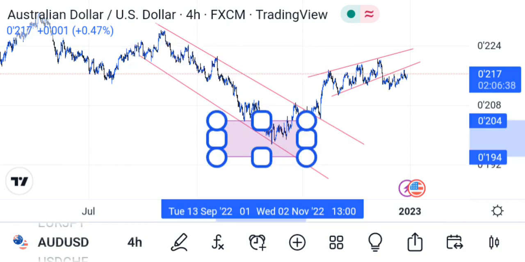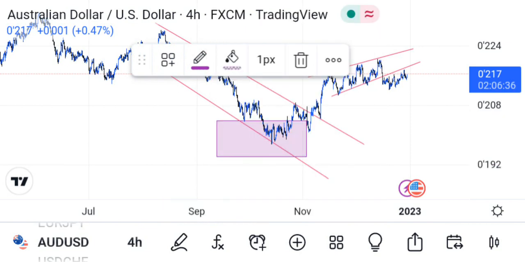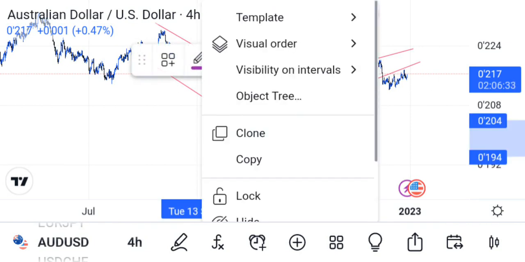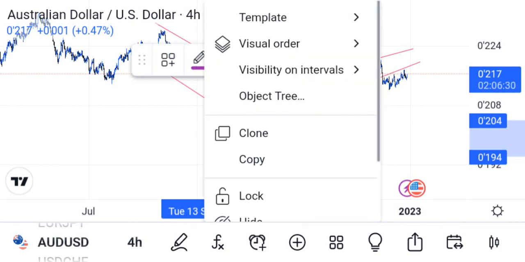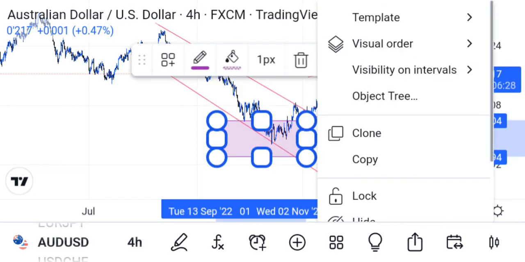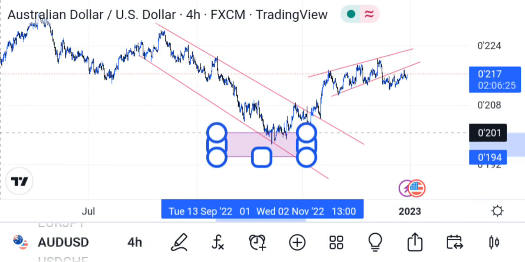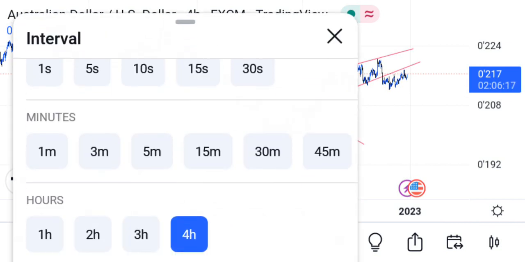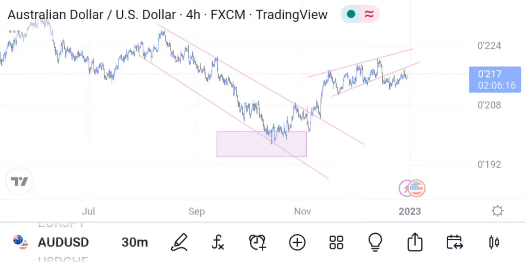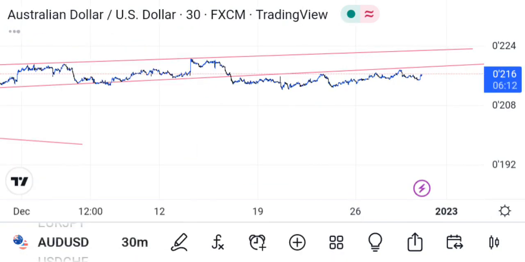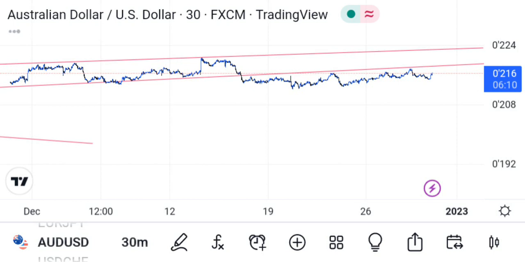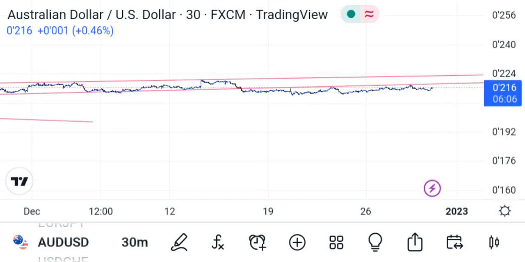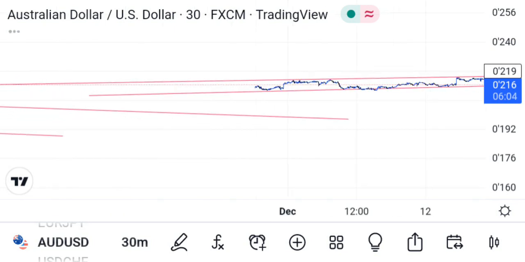Okay, let's just leave it like this. So since the market has come to the trend line and we know that the market is bearish, what they do is they go down to the lower time frame. Let's say 30 minutes. Still using your trend line in the higher time frame.